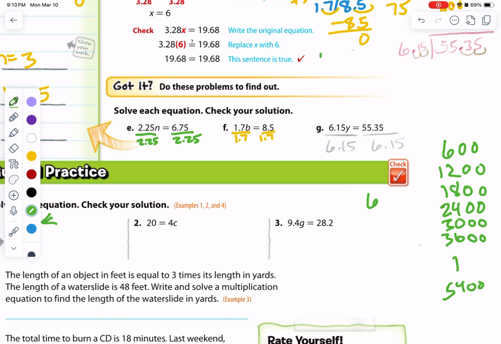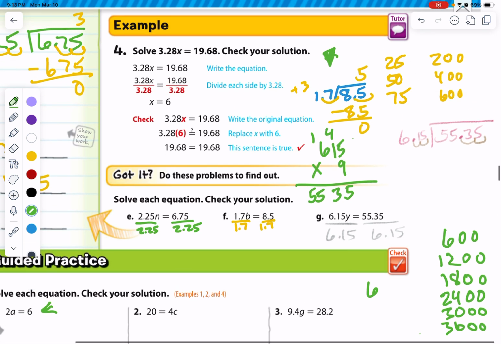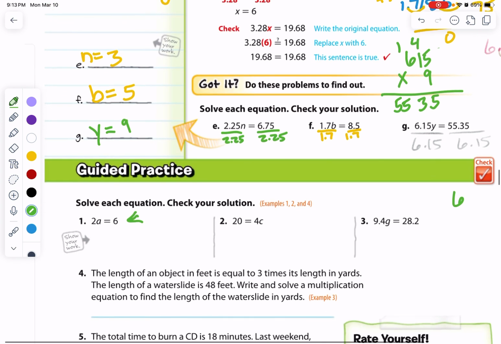600. Let me do it up here. 615 times 9. 9 times 5 is 45. 9 times 1 is 9 plus 4 is 13. 9 times 6 is 54. Plus 1 is 55. Did it go in evenly again? It sure did. So that was 9, right? So our variable is y. Y equals 9. Now that I've done that, I really feel silly that I was afraid of that.